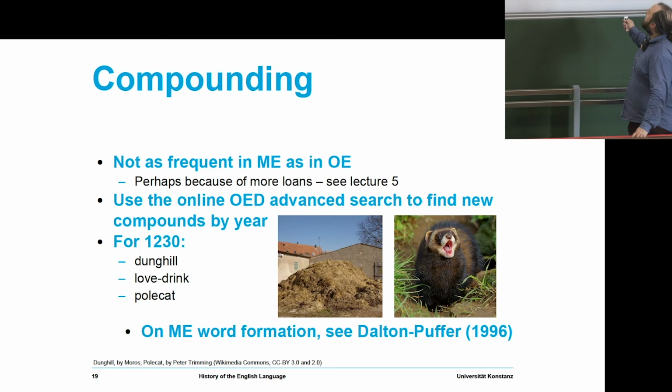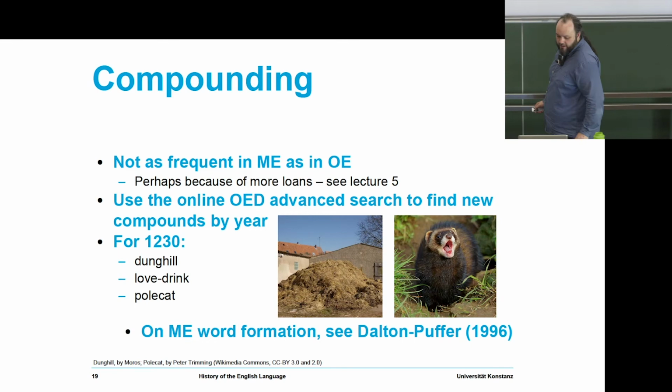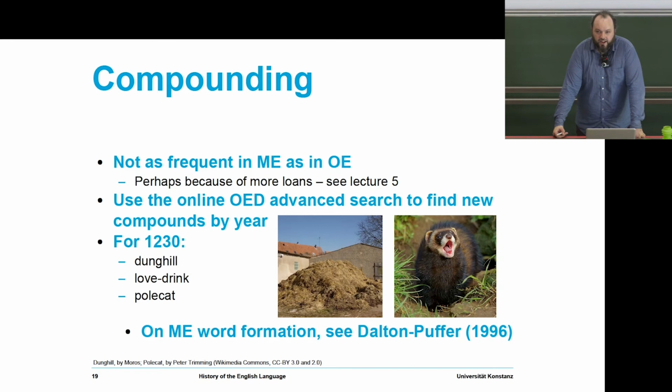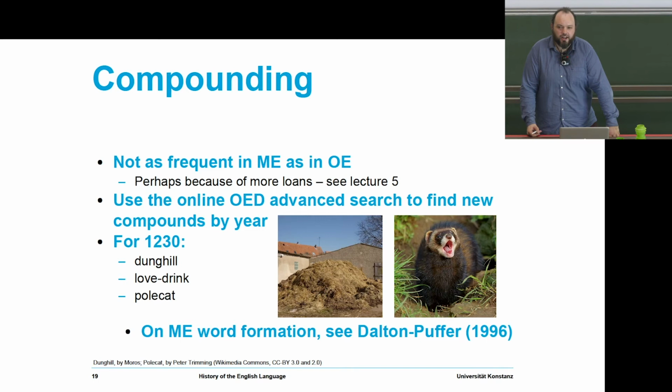We get polecat, which is one of these guys. If I'm honest, I don't know why these guys are called a polecat, because they're not a cat that's made out of poles or anything like that. That's just what we call them. We also have love drink, and I don't actually know what that is either. I presume it's something like a love potion, so you drink it to make someone fall in love with you. But this is not really a word that has survived in the modern English language.